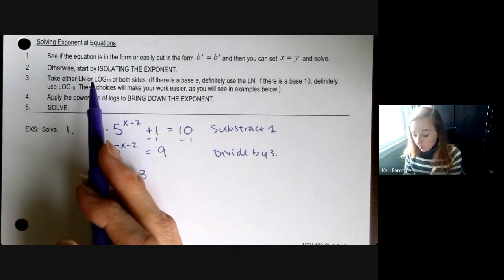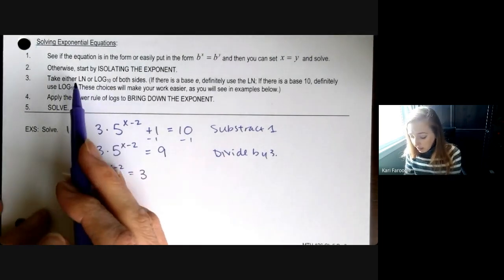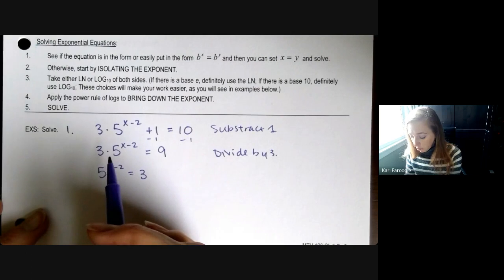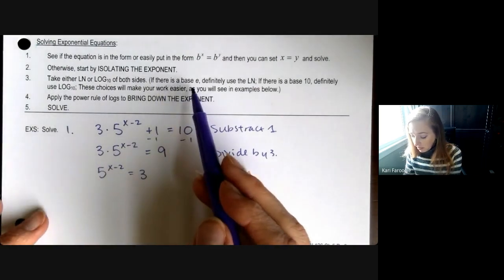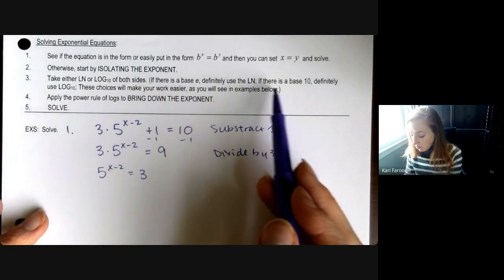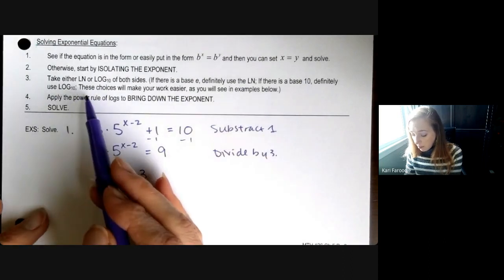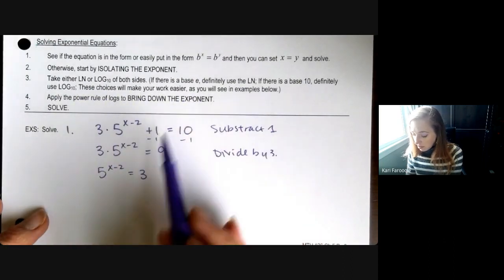Now, step 3, because we did step 2, isolate the exponent. It says to take either the natural log or the log of both sides. If there's a base of e, always use natural log. If there's a base of 10, always use log. But these choices will make the work easier.